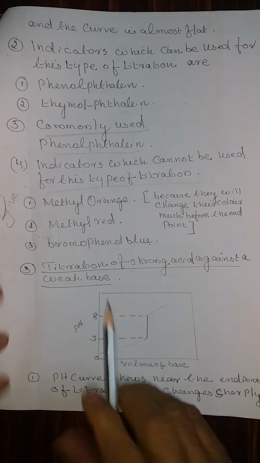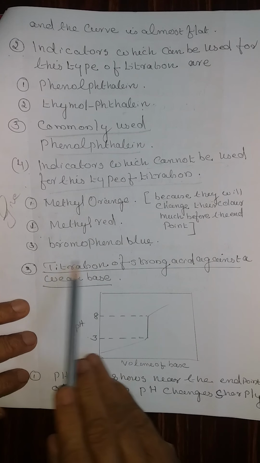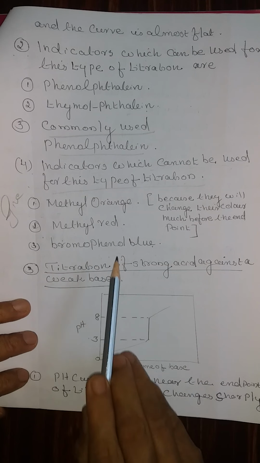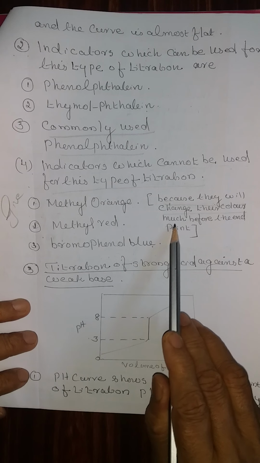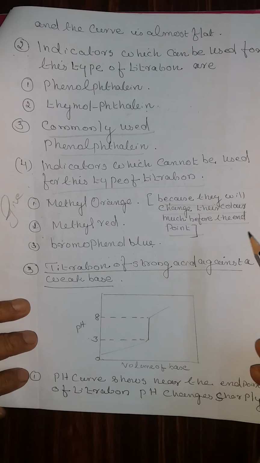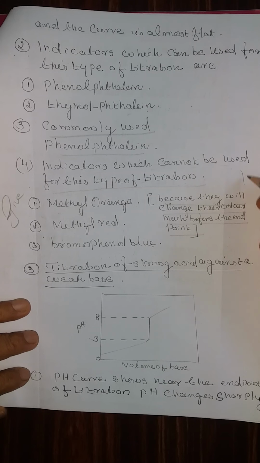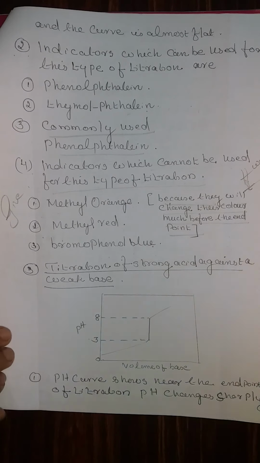Weak acid and strong base: why can methyl orange, methyl red or bromophenol blue indicators not be used for the titration? Because they will change their color much before the endpoint. That means their color changes before reaching the endpoint. Therefore, the value that we get from the burette will be wrong, and you may not get the correct answer for the standard value of the acid.